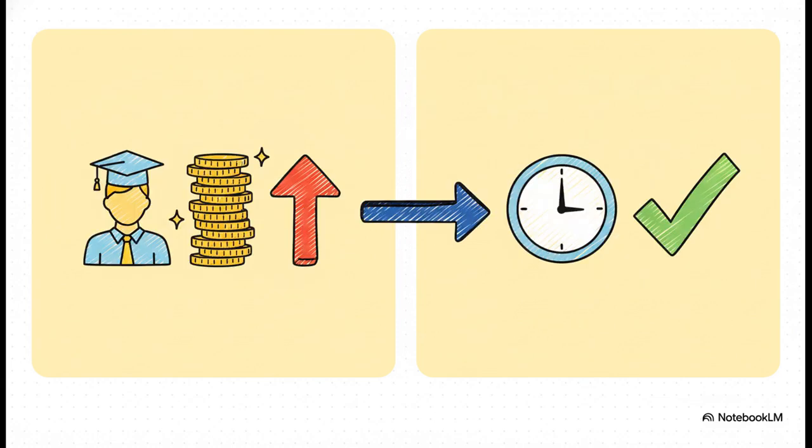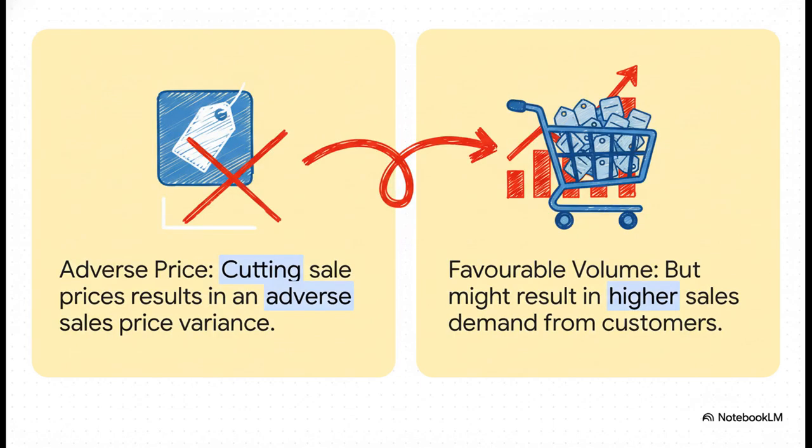Let's say you decide to bring in a more skilled, more senior team. Well, right away, that's going to give you an adverse rate variance because you're paying them more per hour. But here's the trade-off. Because they're so good, they get the job done way faster. And that gives you a massive, favorable efficiency variance. So you paid more per hour, but you ended up paying less in total. It's all connected. Let's look at one more, this time from the sales side of things.